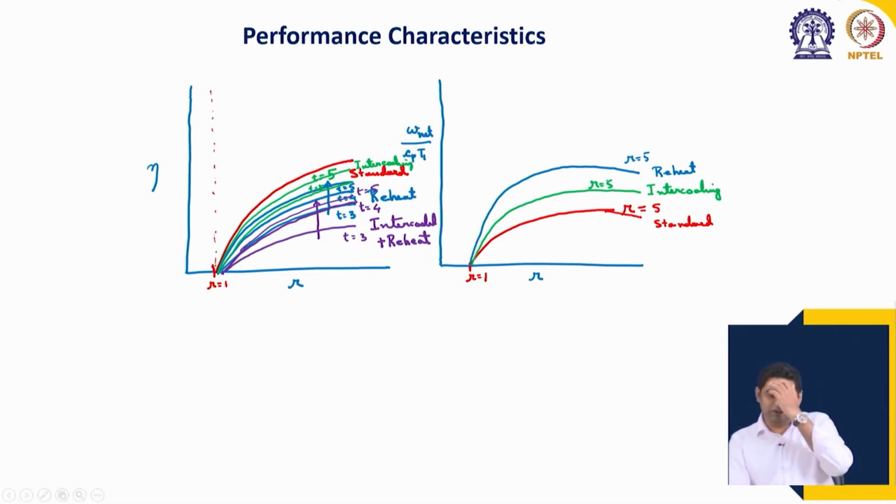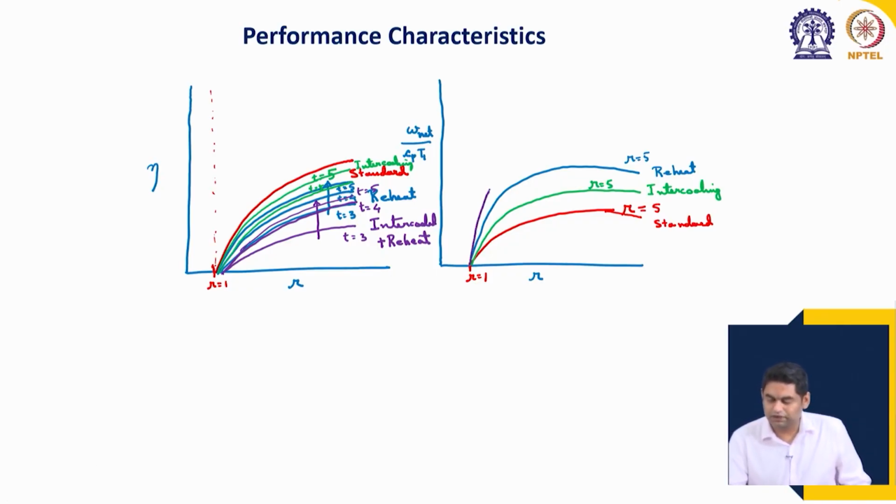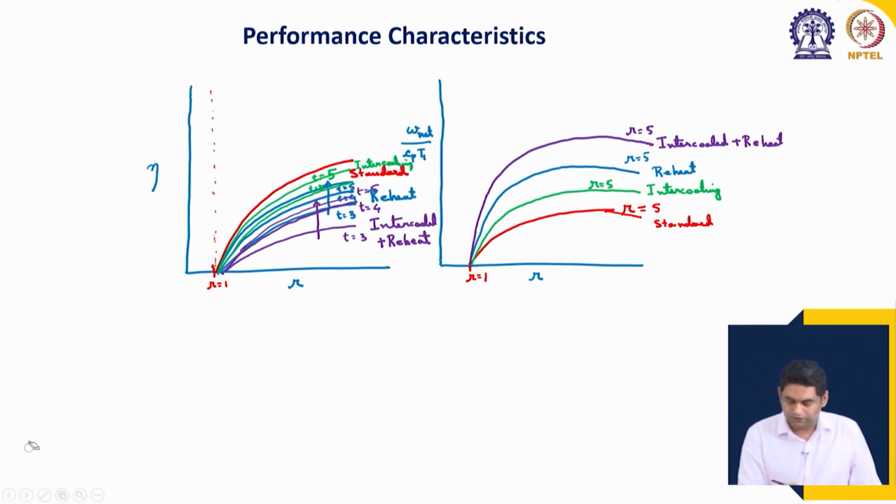But combining intercooling and reheating leads to very high work output, because now we get the advantage of both reheating and intercooling on work, like the increase of work output. So, R equal to 5, this is intercooling plus reheating. So, you get the highest work output. All are drawn for the same value of not R. So, I have wrongly written R here. All are for the same value of T.